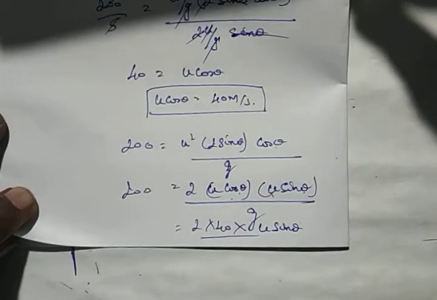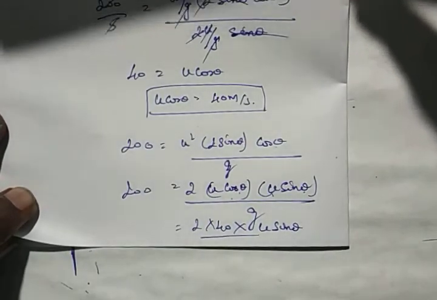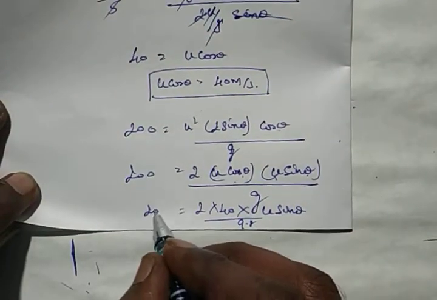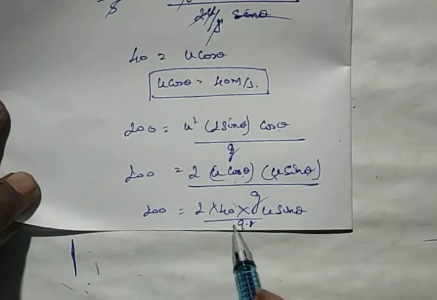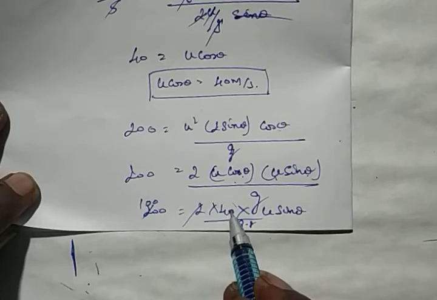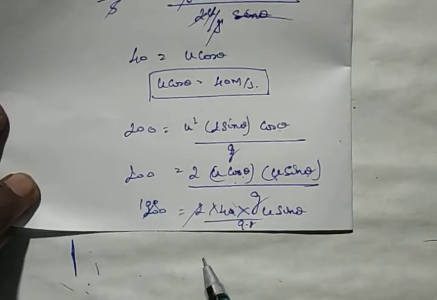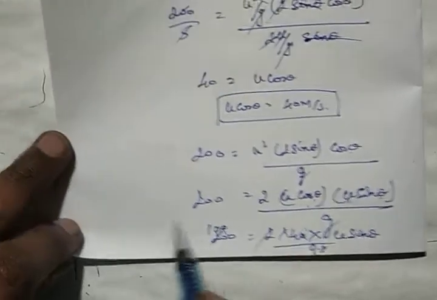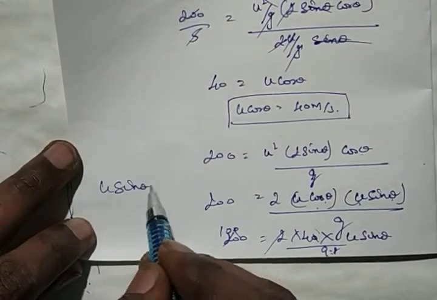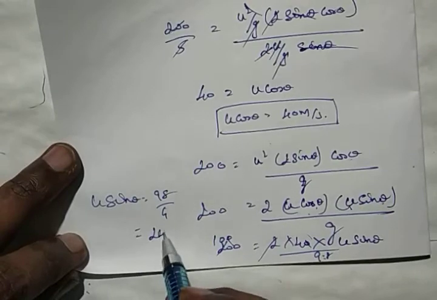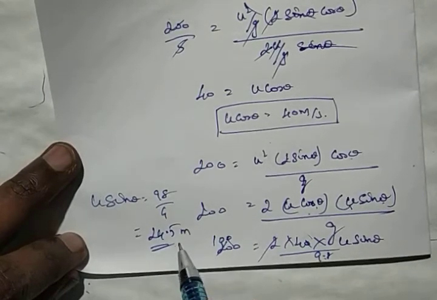And g is already given here as 9.8. You need to take it as 9.8 and it's equal to 200. So this entire value gets cancelled out, it is 100, and again this gets cancelled out, and you get here 98 upon 4. So u sine theta is equal to 98 upon 4. That will finally give you an answer of 24.5 meters. So that is u sine theta.